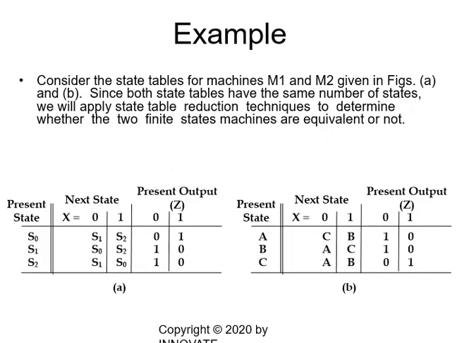Example. We would like to consider 2 machines, machine M1 and machine M2. One is given in state table A and one is given in state table B. Now, we will apply the state table reduction technique to determine whether the 2 finite state machines are equivalent or not. The state table reduction shows that those are the minimal number of states, and we can actually prove this by inspection. I will leave this to you to do as an exercise.